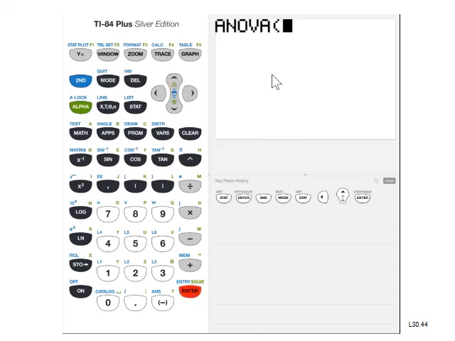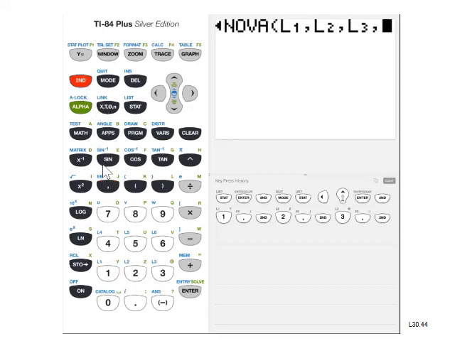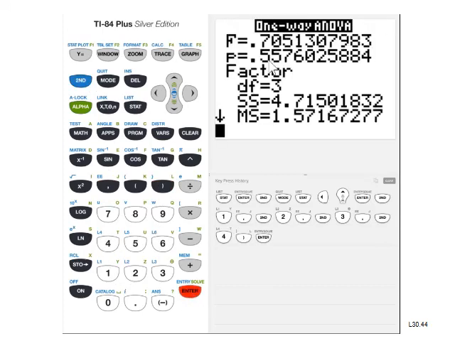When you push Enter, your calculator will just say ANOVA parentheses. At this point, you have to give it all the data. So our data were in L1, comma, L2, comma, L3, comma, and L4. I'll close off those parentheses and I'll hit Enter. It really is just this easy.